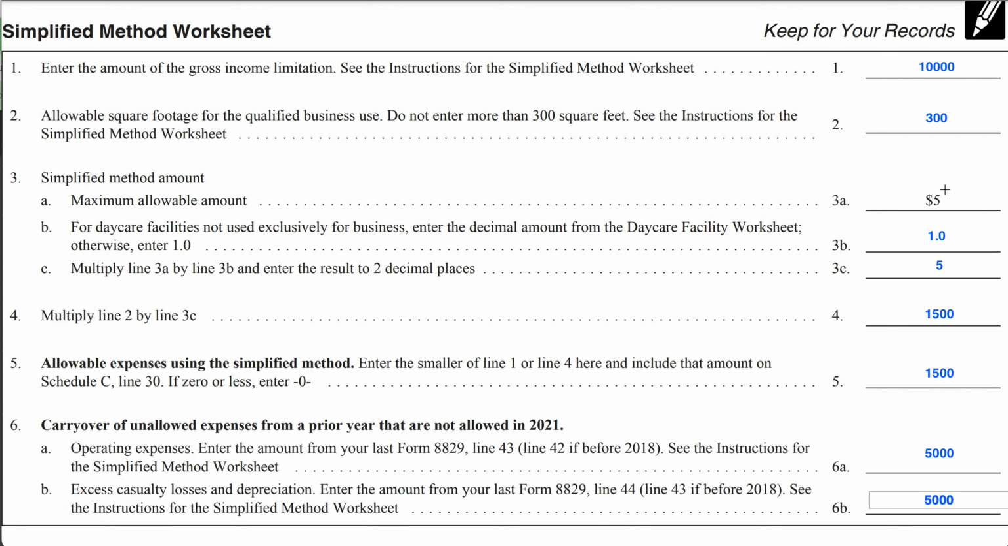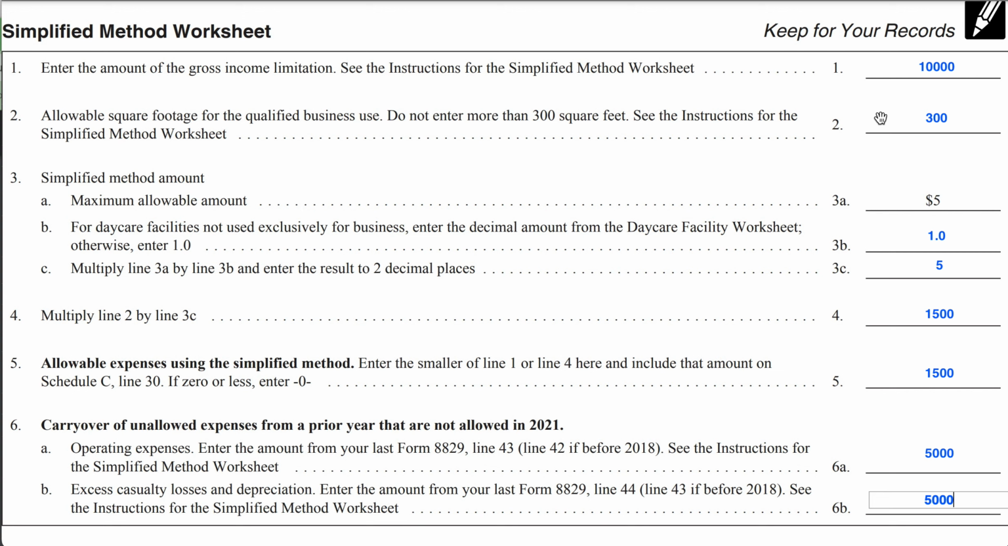Now, we'll start at the top. I'll walk you through what the instructions say, and I'll point you to specific references to where you get this information. So in line 1, you're going to enter the amount of the gross income limitation. You can use either method, the simplified method or the IRS Form 8829, but your business expense cannot create a loss on Schedule C. In other words, you can deduct the business use of your home all the way down until your taxable income on Schedule C is 0.